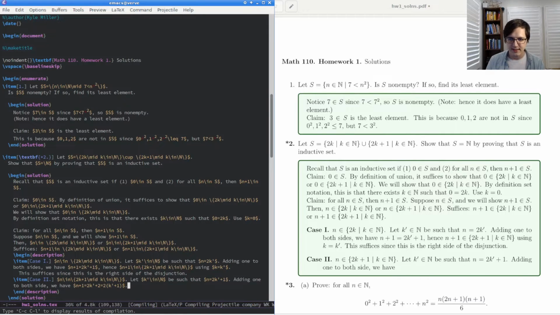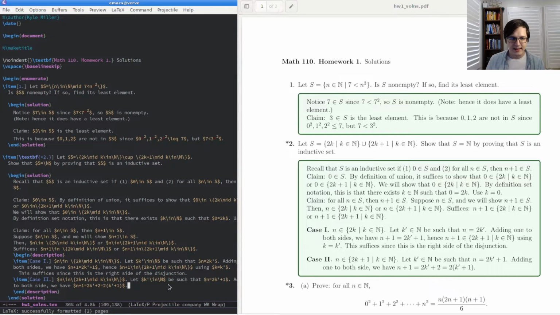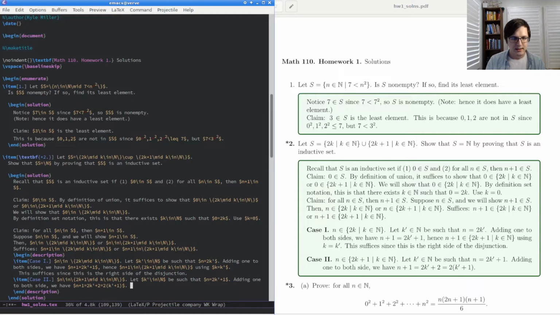So let's compile. And then, hence, n plus 1 is in the first set, and using k equals k prime plus 1. This suffices since this is the left side of the disjunction.